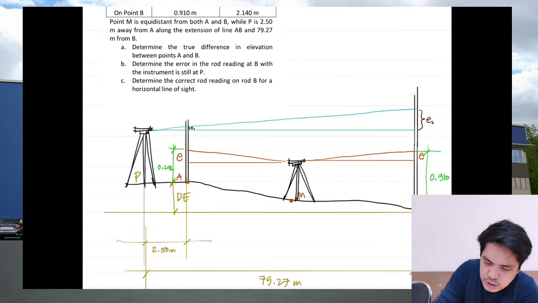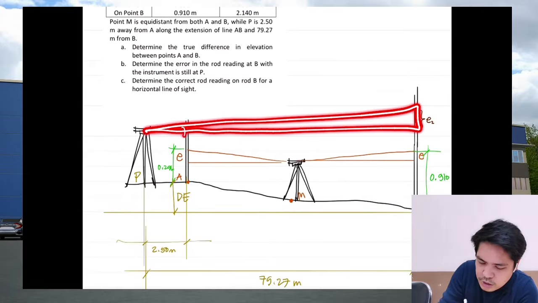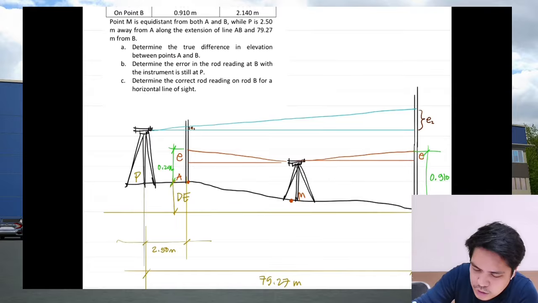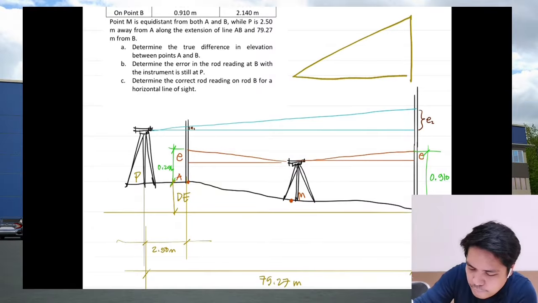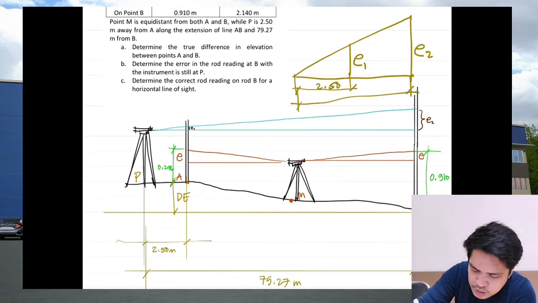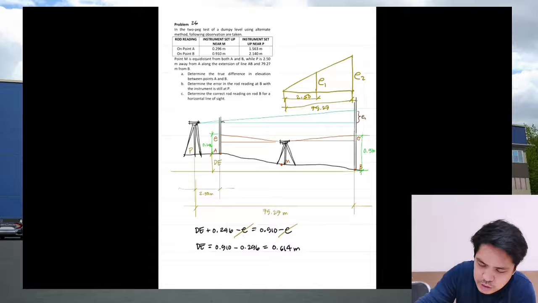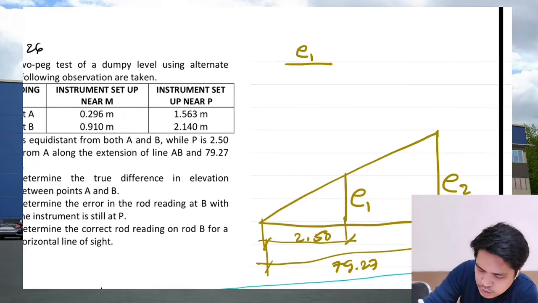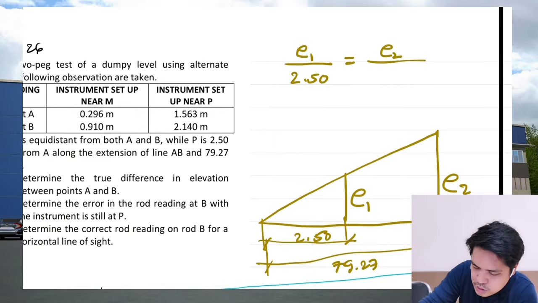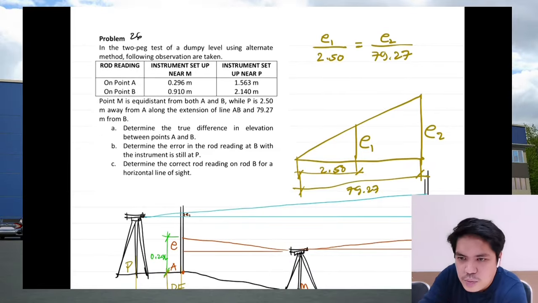So if we take a look at this triangle, we have a similar triangle, diba? Let us exaggerate that here. Ito, dito natin i-drawing. Now, this is E1 and this is E2. And this distance is, ayan, 2.50, and this distance is 79.27. So, by ratio proportion, dito na lang, E1 is to 2.50. That's proportional to E2 as is to 79.27. Yeah, so that's a relationship between E1 and E2.